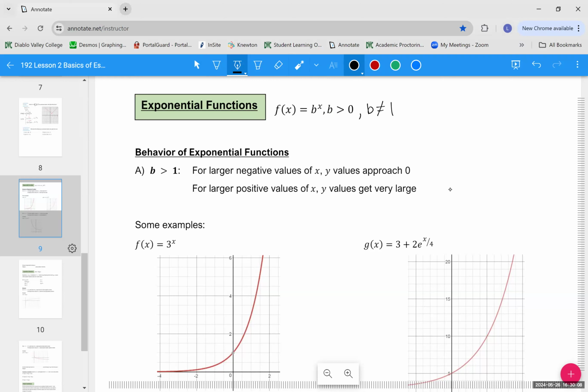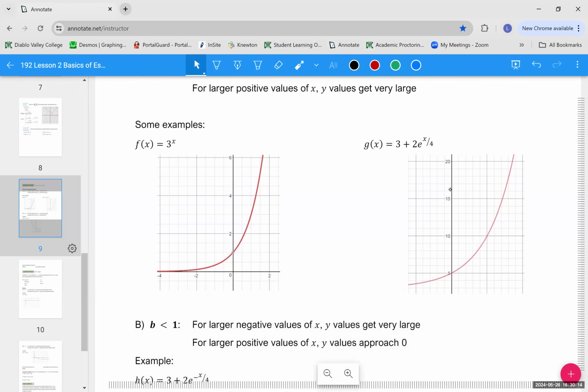So if your base, that b, is in fact bigger than 1, then you have a shape like these graphs here. And basically what happens is they grow very quickly. If you're raising 3 to a power, that's going to get big real fast. And then, of course, if you're raising it to a negative power, it gets closer and closer to 0, but it can never actually equal 0. So, of course, you could shift it up and down a little bit, as in this second picture.